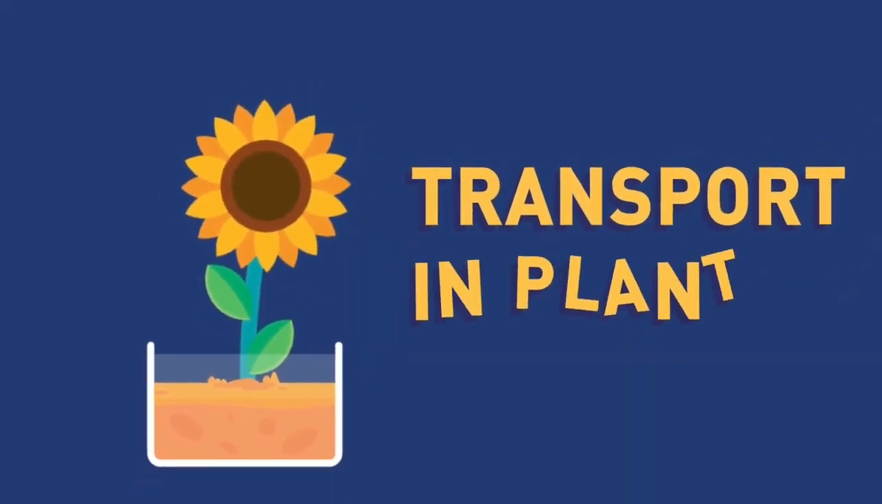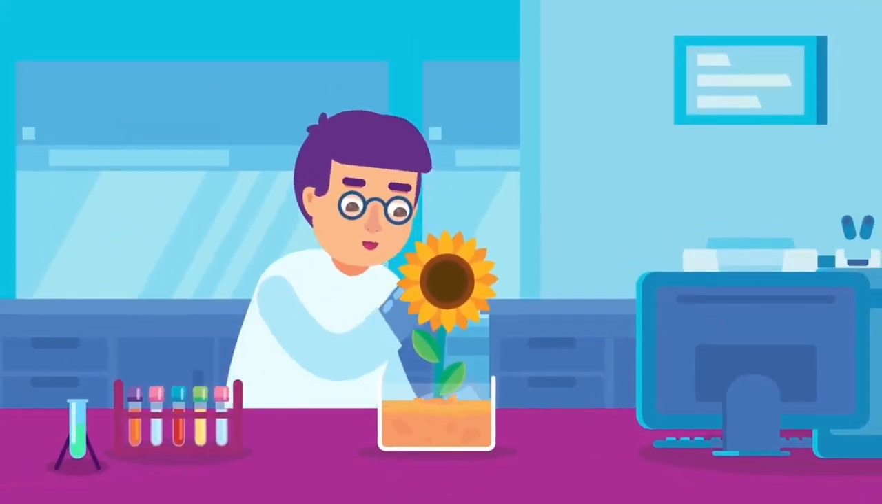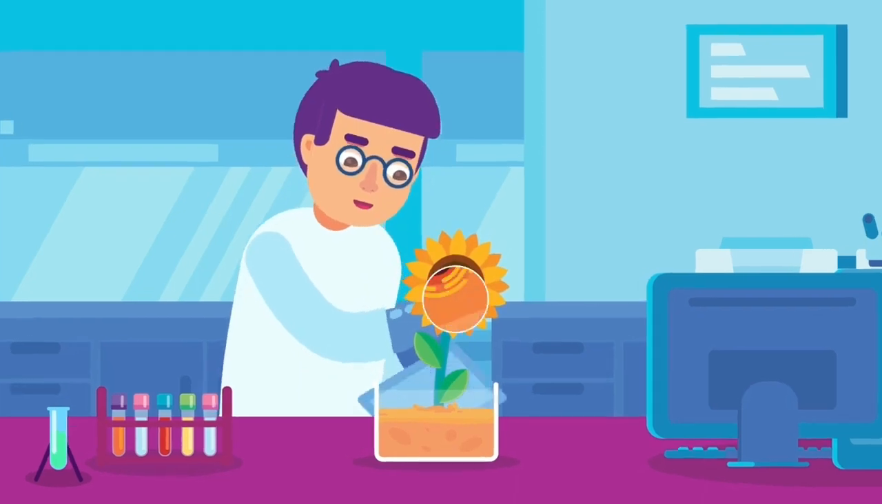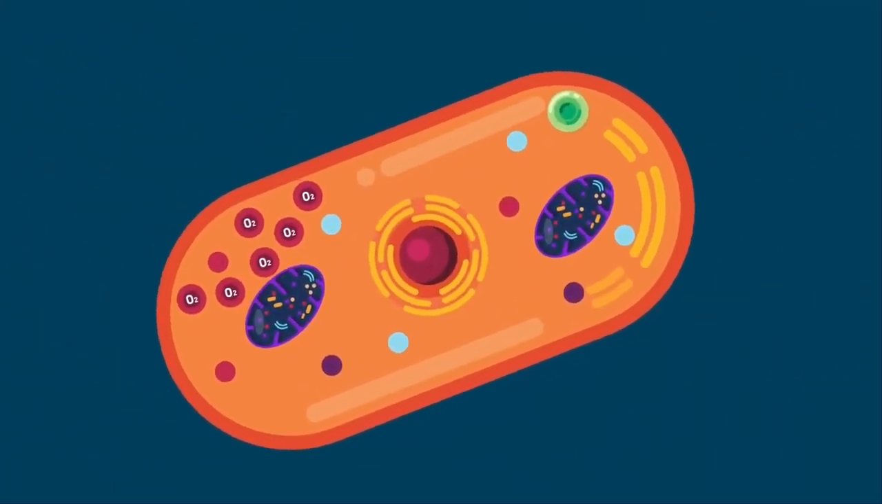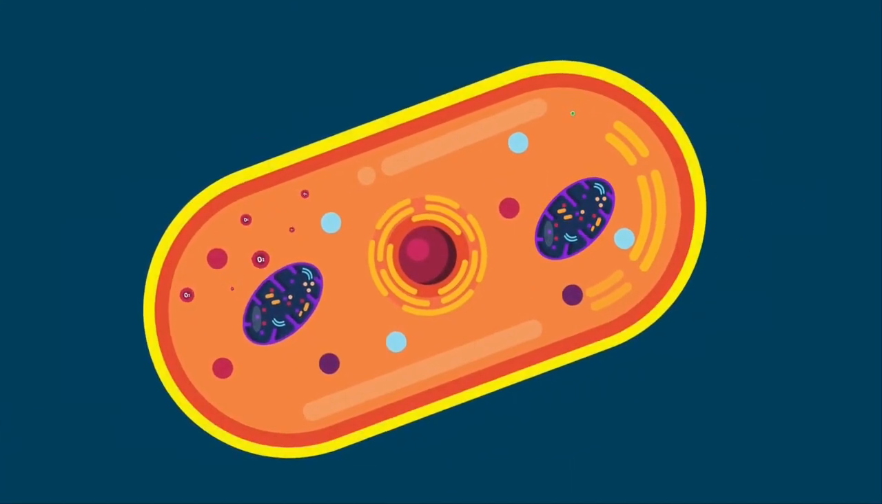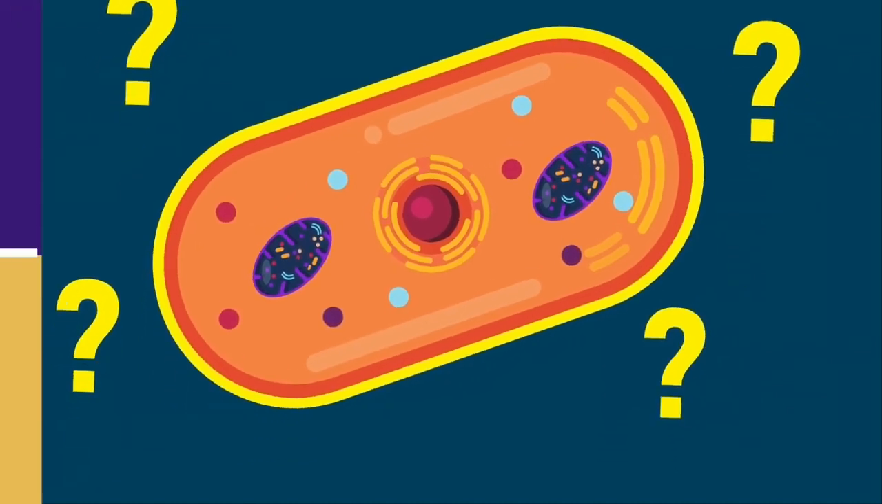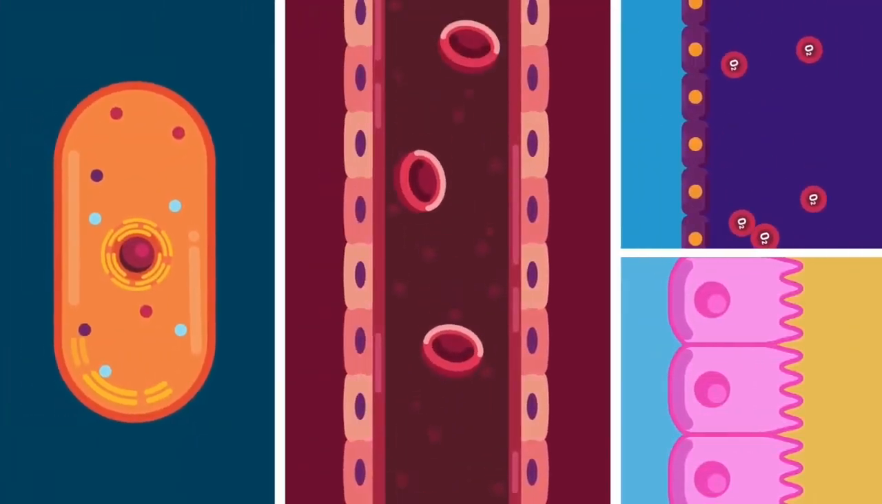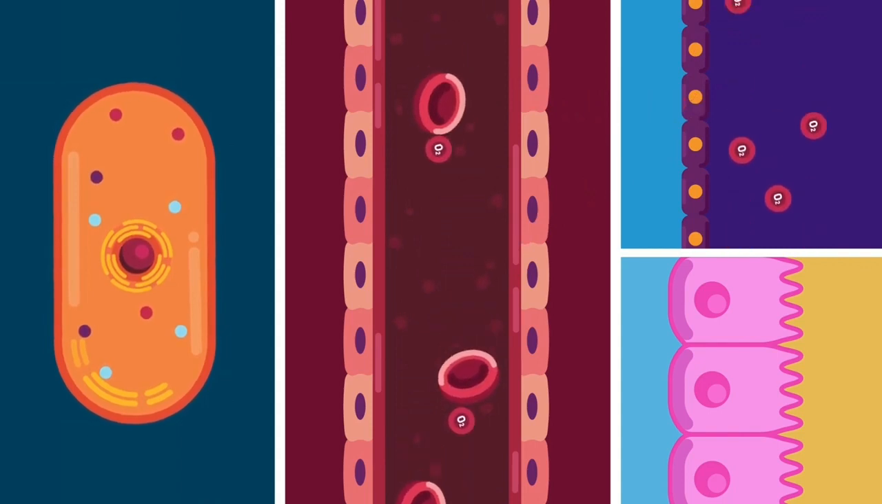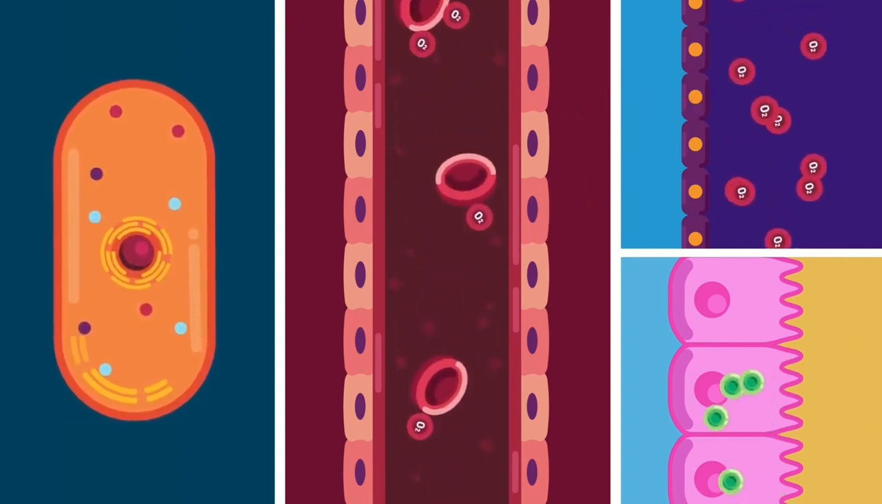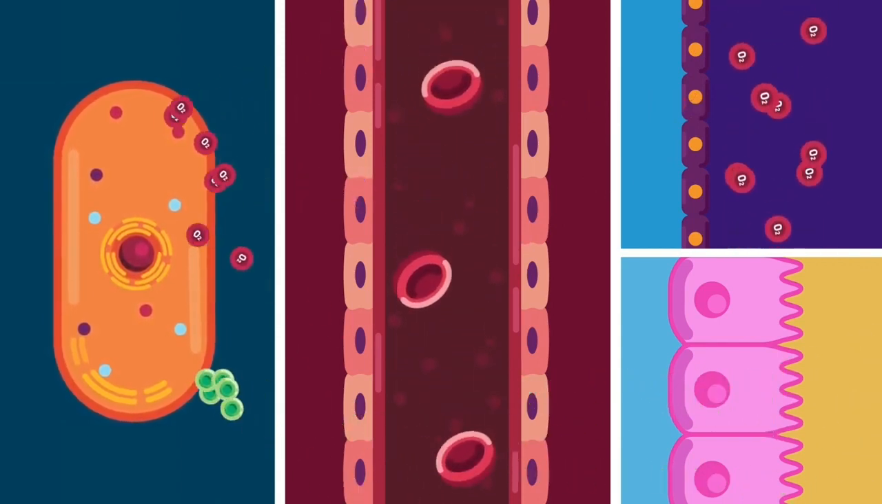Transport in plants. Every cell in our body needs many different substances to function properly. For example, glucose and oxygen. But the cells cannot obtain the substances directly from outside. Therefore, they rely on the circulatory system to carry these substances from the body part that provides them, like lungs and small intestine, to all the body cells in need.